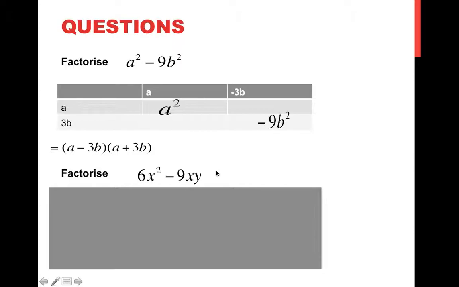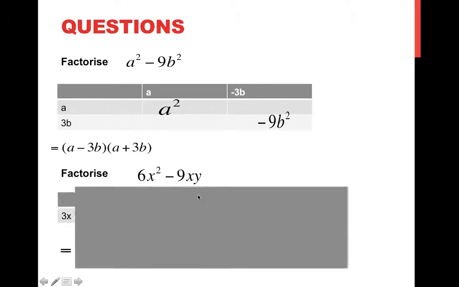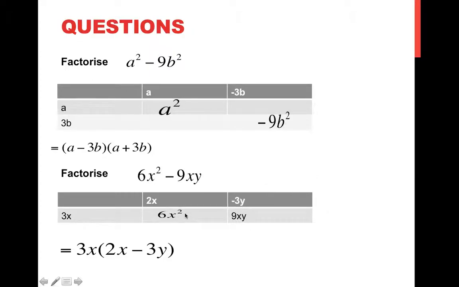factorise 6x squared, take away 9xy. Quite simple, this one, quite straightforward. You just put your 6x squared and your 9xy into the grid, and then we just work it out. So the highest multiple that goes into these two numbers, 3, and then it's quite simple. 3 times 2 gets us 6, and then 3 times minus 3 gets us 9.